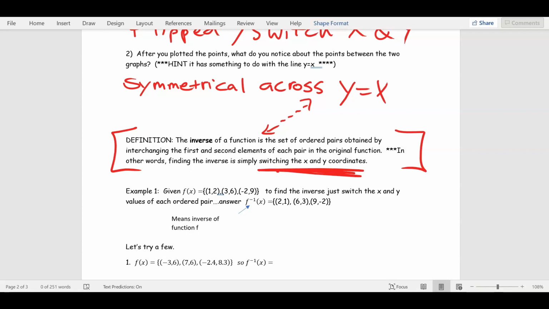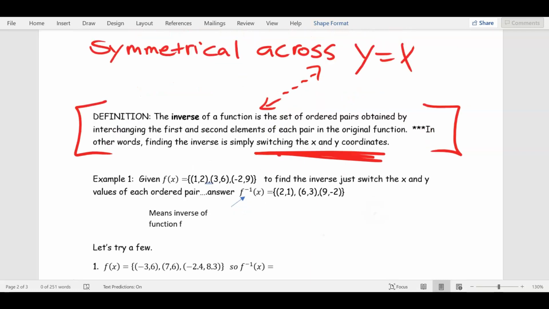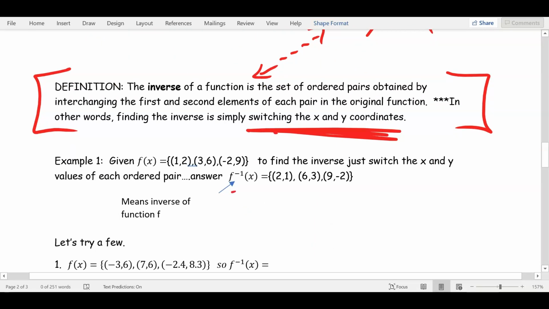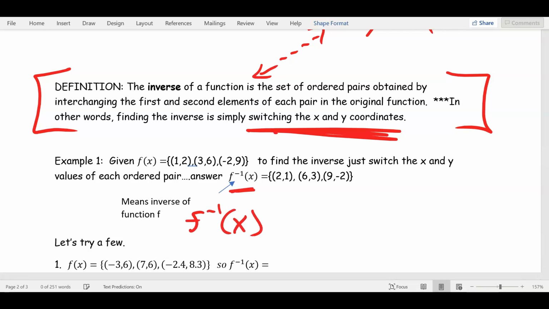That easy. Now, look at example 1. If I give you 3 points, a set of 3 points, and I say find the inverse, first of all, I want everyone to see this. F with a little -1, X means inverse. Okay?